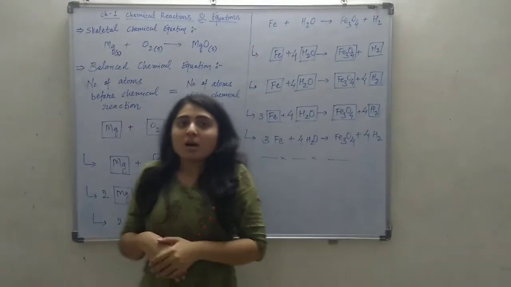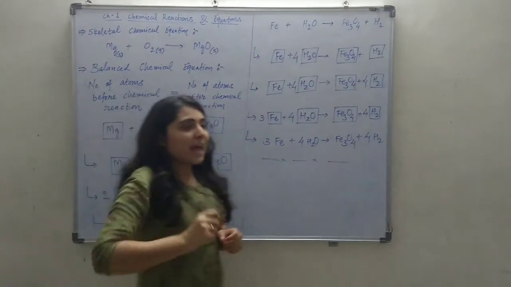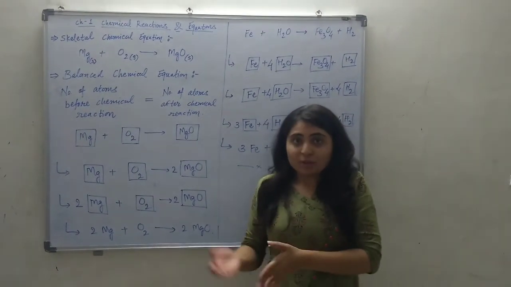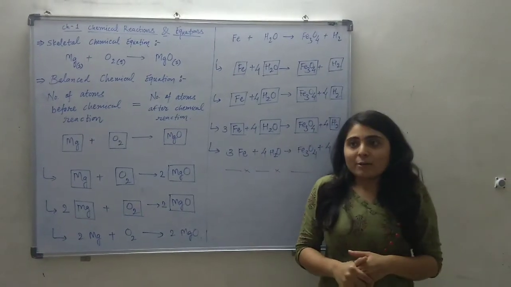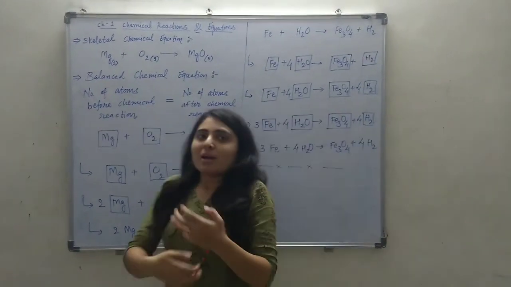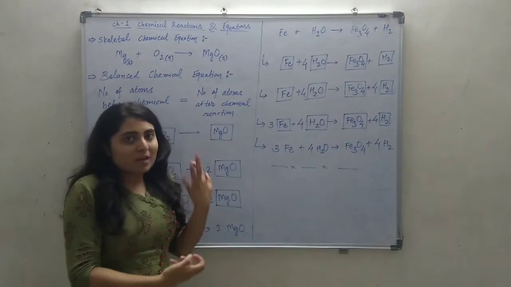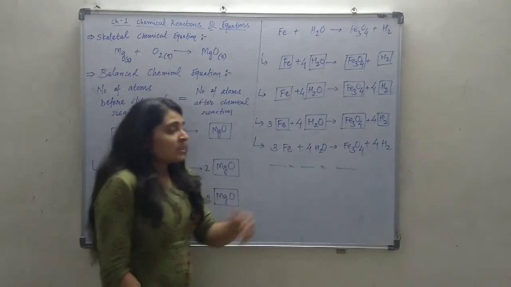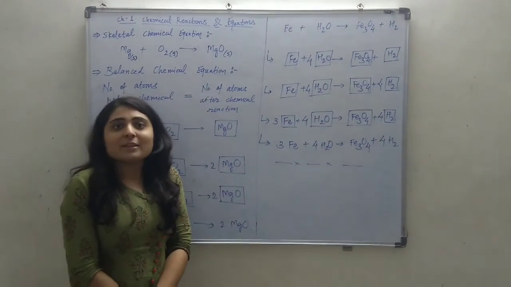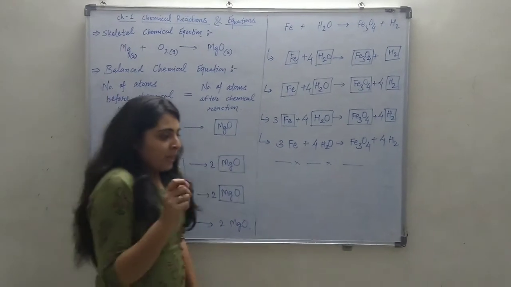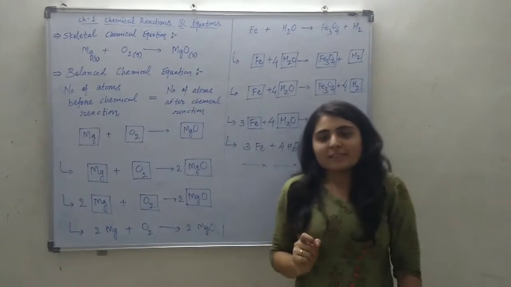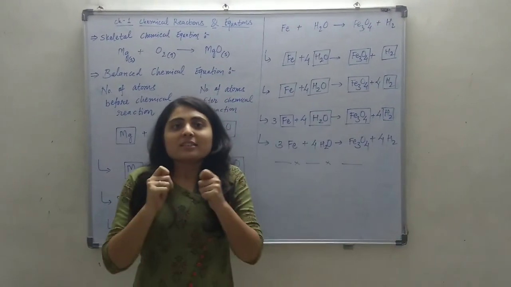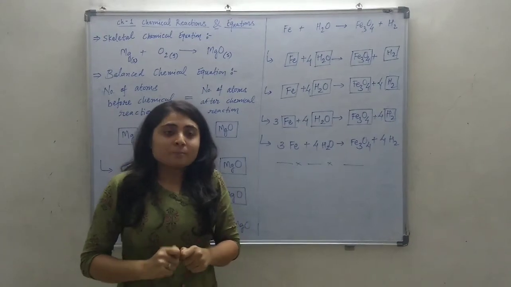At last, again count the numbers of each and every element, because it happens that when we try to balance one element, it unbalances the other element. So it's a trial and error method. By putting particular numbers, we can balance it. At last, check again all the numbers. If it is equal on both the sides, it is a balanced chemical equation. A balanced chemical equation is necessary because it represents the law of conservation of mass.